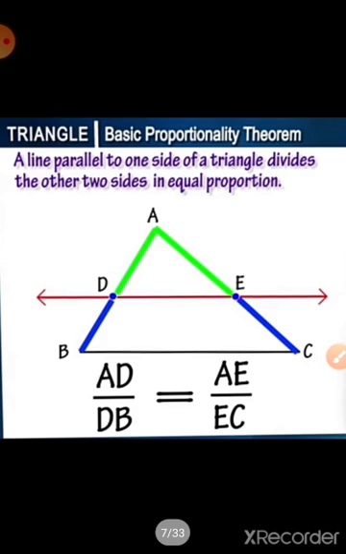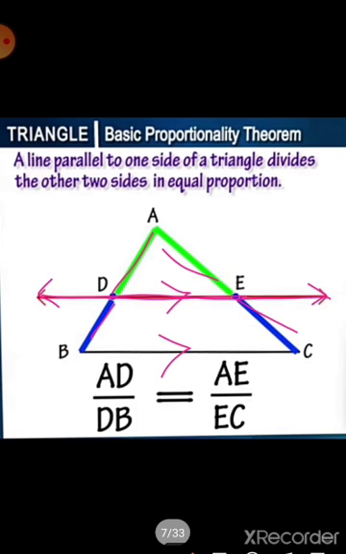The first theorem in this chapter is basic proportionality theorem. The statement of the theorem is a line parallel to one side of a triangle divides the other two sides in equal proportion. So here if a line is drawn which is parallel to one side of a triangle, then this line divides the other two sides in the same ratio.